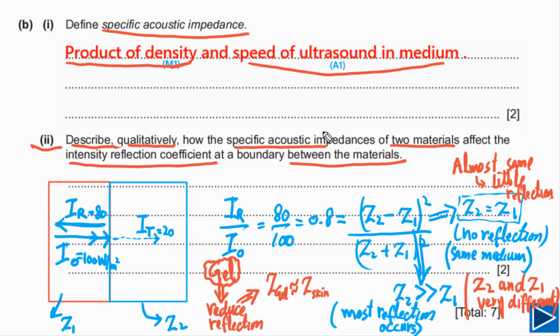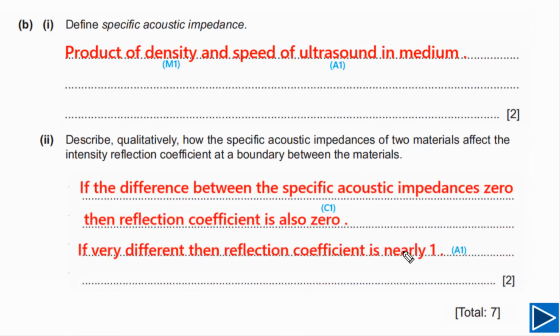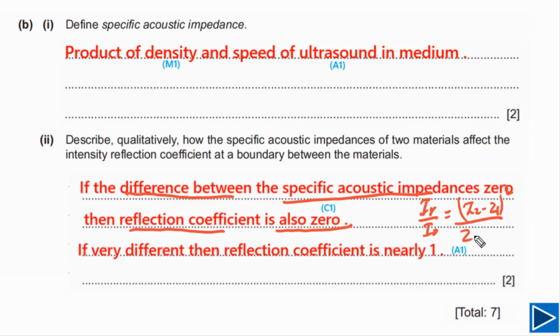Now let me explain to you how you can write down a proper answer. In order to write down the answer for this question, you can mention these 2 points. The first point you can say: if the difference between the specific acoustic impedances is 0, then reflection coefficient is equal to 0. We can also write this in formula form, IR over I naught is equal to (Z2 minus Z1) squared divided by (Z2 plus Z1) squared. So for case 1, IR is equal to 0 if Z2 is equal to Z1.